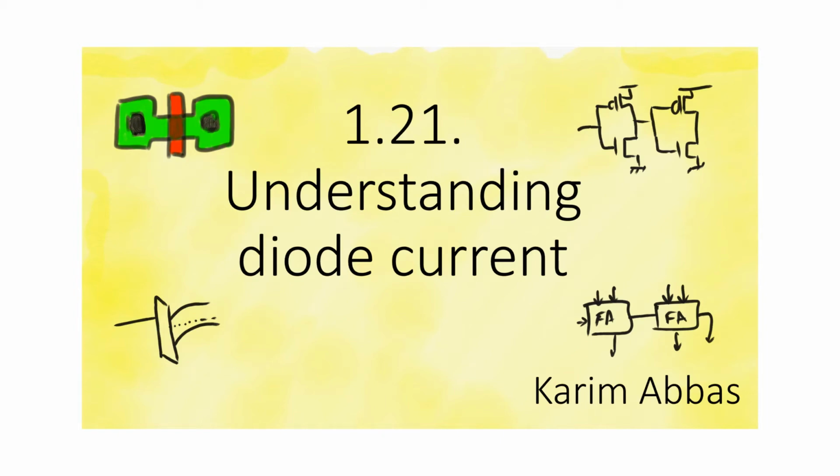So we can finally take a look at the forward current of the PN junction to try to understand how it flows through the device.